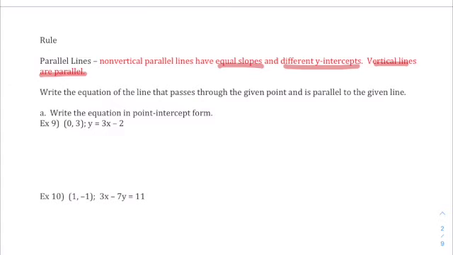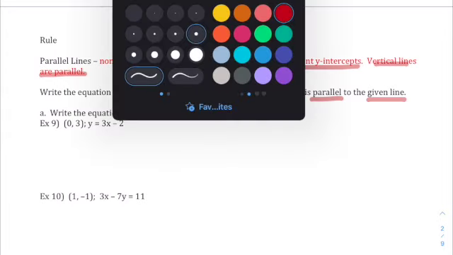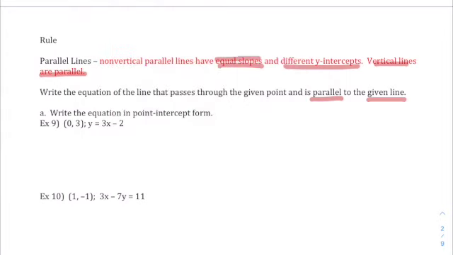Write the equation of the line that passes through the given point and is parallel to the given line. Now here's the very important thing. Equal slope and the y-intercept is different. You've got to know that. Okay? So what we're going to do is take our slope. We're going to extract the slope out.